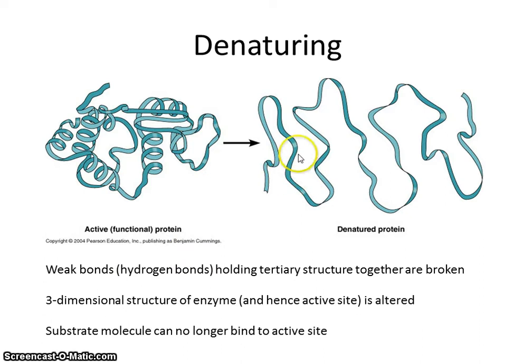Once you break those bonds, there's nothing holding the structure in place, and the polypeptide chain is able to take up any conformation that happens to randomly occur, and so we lose the specific shape of the enzyme. Because of that, and because particularly the active site is altered in shape, the substrate molecule can no longer bind to the active site, hence the enzyme catalyzed mechanism can no longer occur. Very important whenever you're discussing enzyme activity to mention active site and the shape of the active site in particular.